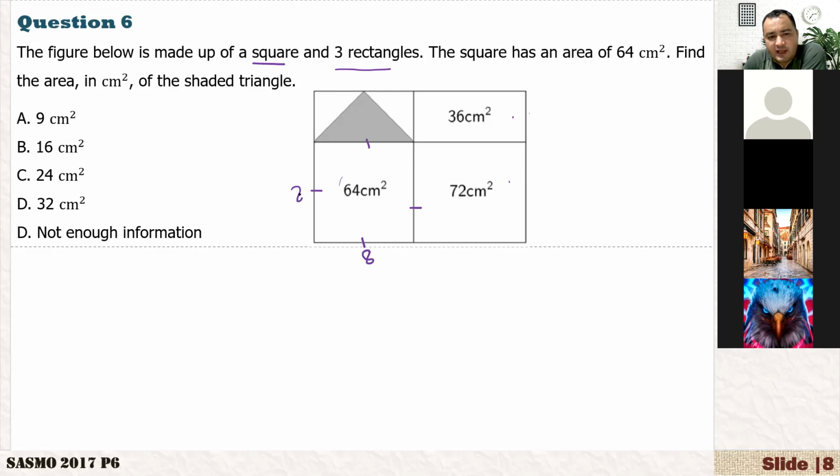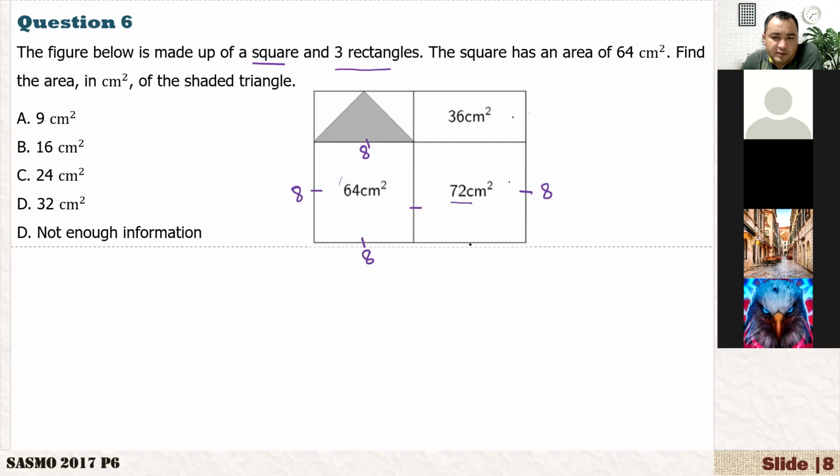8, right? Because it is 8 times 8, 64. Also, this should be 8, since opposite sides are equal. And we know that the area of the rectangle is length times width. And the area is 72.